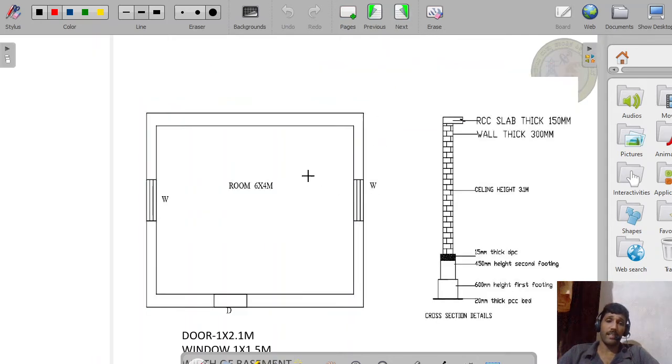Okay, see here, the sketches are already given. Room size is 6 into 4 meter. Door size is 1 into 2.1 meter. Window size is 1 into 1.5 meter. And basement thickness is also mentioned. Basement thickness is 0.5 meter. 0.5 meter is the width, and height 0.45, and width 0.5.